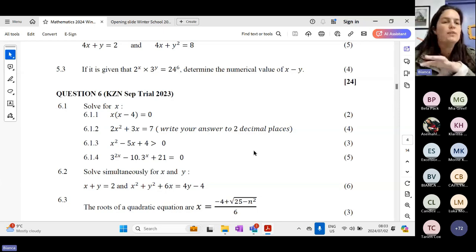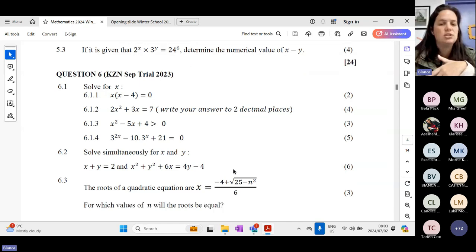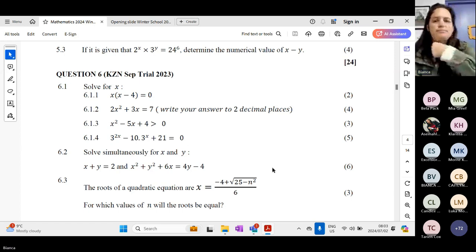We're hoping that by the end of these two hours, firstly, you know what to expect. You know that the first four questions you should be able to get, you know how to do simultaneous, and then we are going to be doing these strange ones that are for your 80 to 90% learners, and hopefully you'll pick up some skills from that. Everybody grab a pen and a calculator quickly.